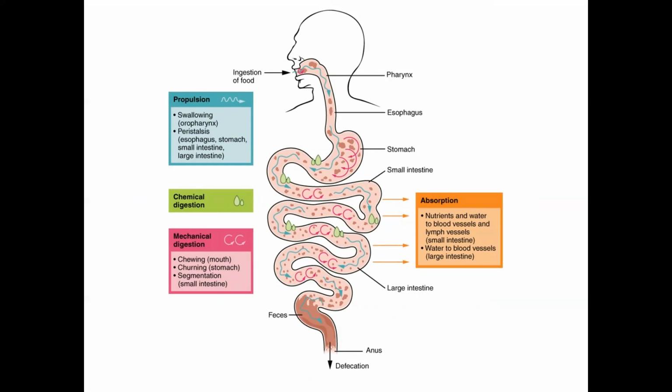So this is roughly what will happen along the alimentary canal or the tract. The blue arrow is the propulsion, the swallowing and peristalsis along the alimentary canal. These droplets show you the chemical digestion. Actually, chemical digestion starts from the mouth as well by the salivary amylase, and then continues along the stomach and the small intestine. The mechanical digestion also starts from the mouth and then continues along. Absorption is mostly found in the small intestine and also the large intestine.